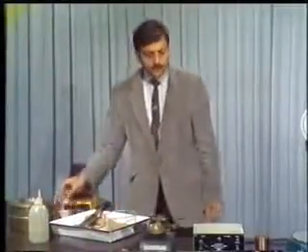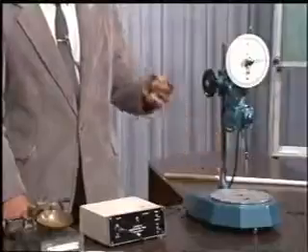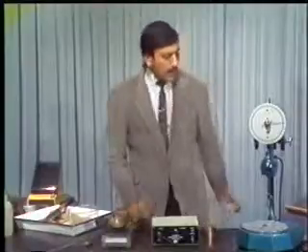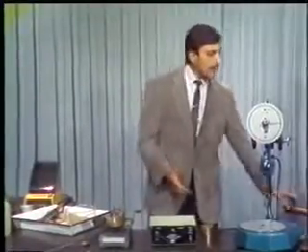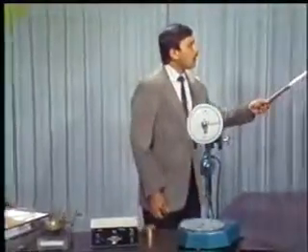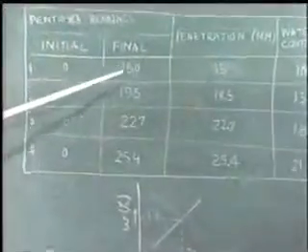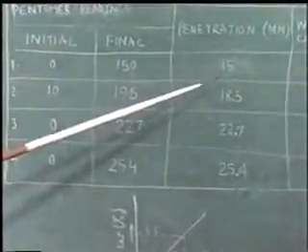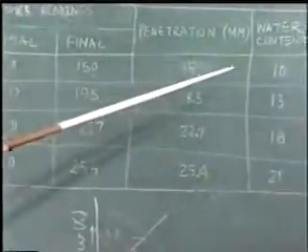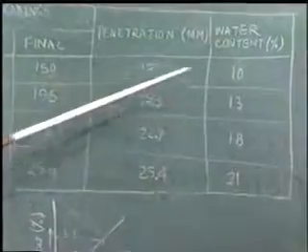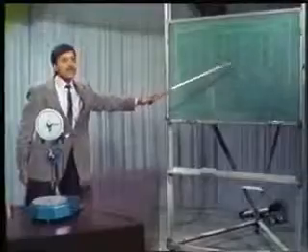In this method, we take 3 or 4 sets of reading such that different penetration between the range of 14 to 28 millimeters are obtained. Now these readings have been recorded in a proforma which may look like this. The penetrometer recordings, initial and final, the difference of which gives penetration, and the corresponding to each penetration we determine the water content. So we have about 3 or 4 sets of such readings.